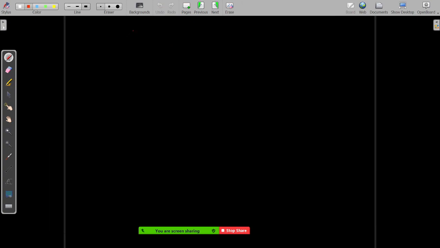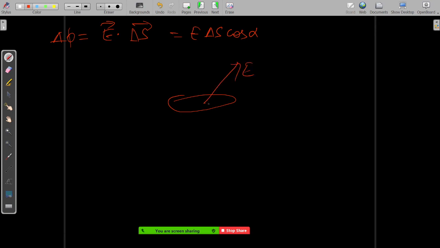See, what is your flux? Flux due to a small area delta S is whatever the electric field is, dotted with the delta S vector. This basically becomes E delta S cos alpha. If this is your surface and the electric field is this side, and this is your delta S vector, because delta S is the normal vector to the surface, and if this is making an angle alpha, then delta phi will be equal to E delta S cos alpha, correct?